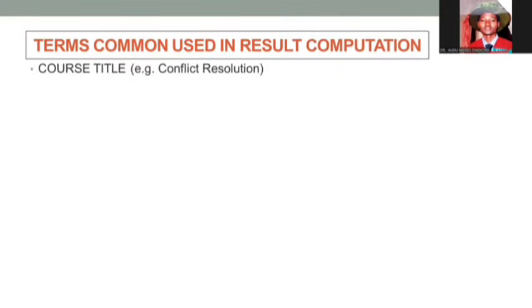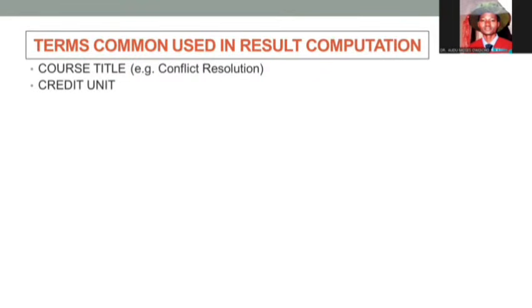The first one here is course title. This is the title given to every course registered by a student per semester. It varies from one course to another. For example, conflict resolution, this may be a title of a course, use of English, and many others. And like I said, it varies from one course to another.